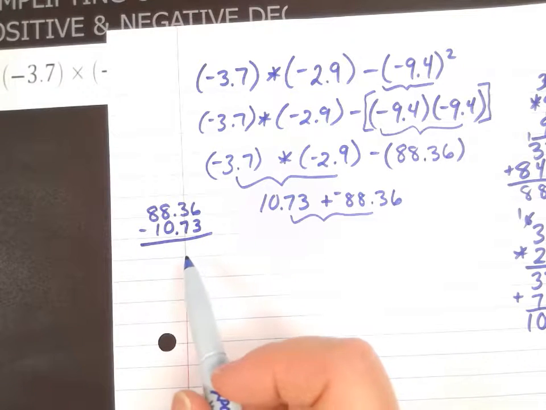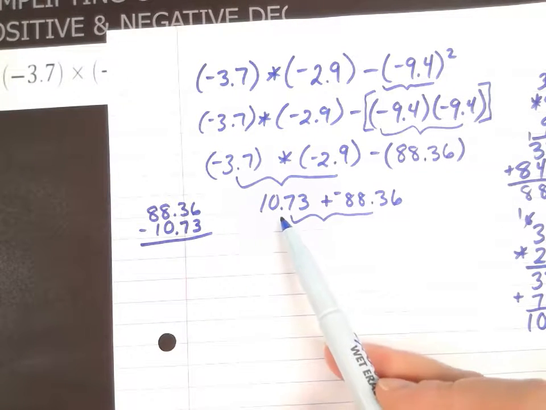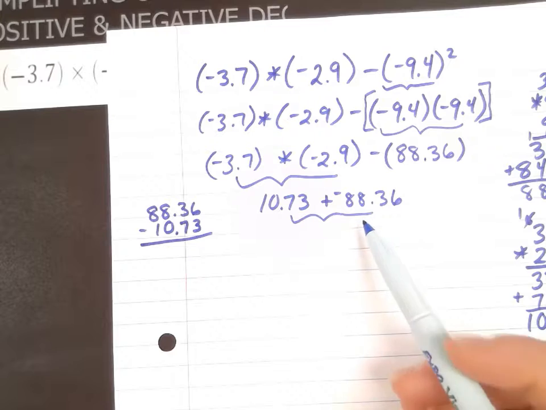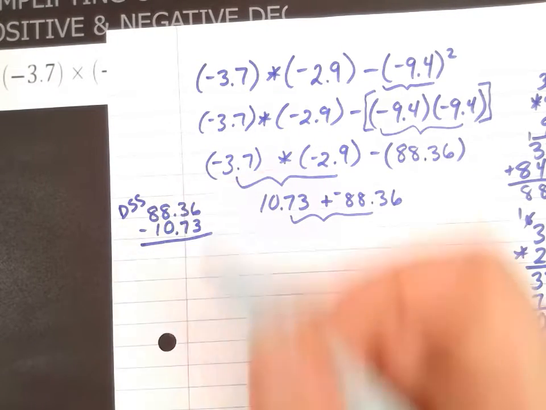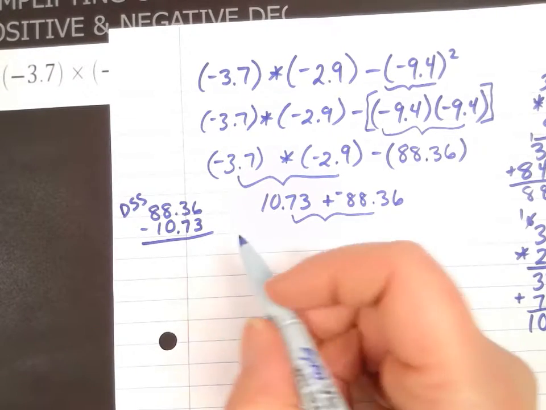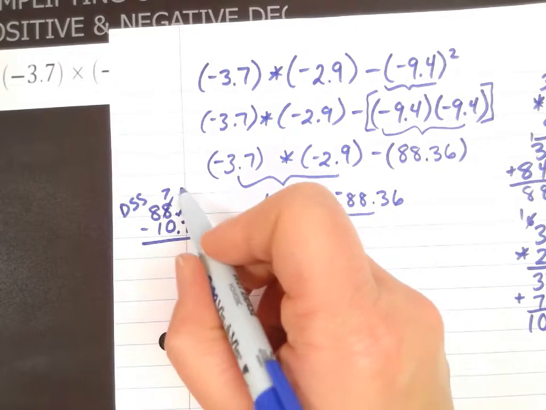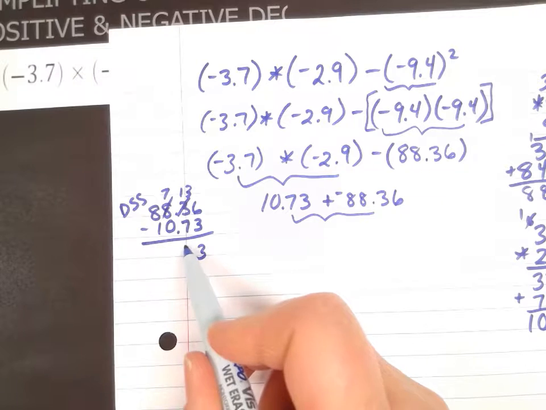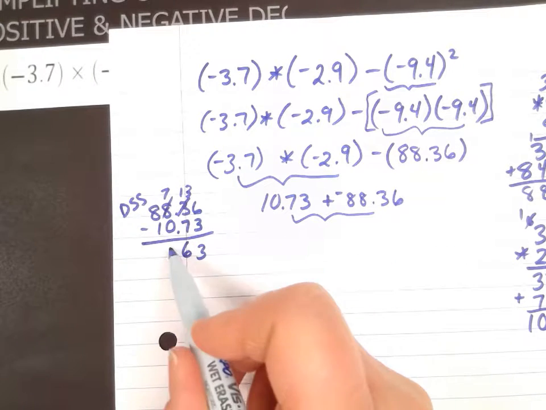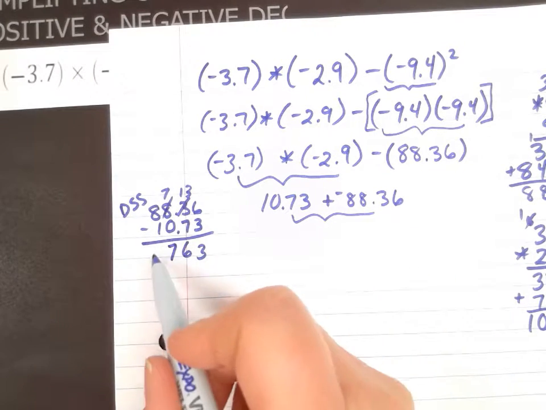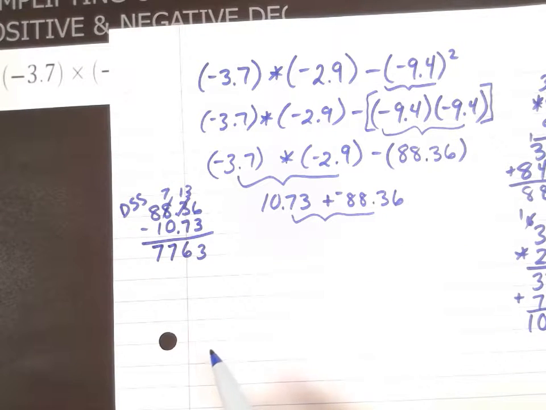You might say, why are you subtracting? Well, because I have positives plus negatives, different signs subtract. We could write that over here, DSS. What does 6 take away 3? 3. And 3 take away 7, not too easy to do unless we do a little regroup here. 13 take away 7 gets you 6, 7 take away 0 gets you 7, and 8 take away 1 gets you 7.